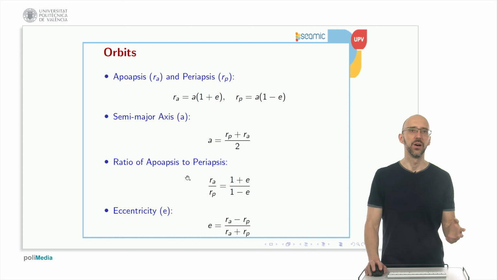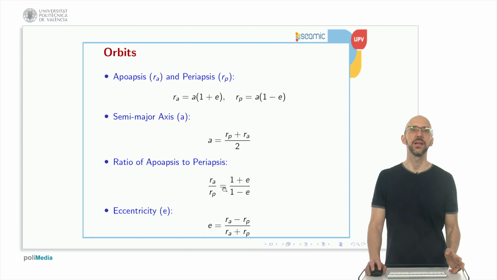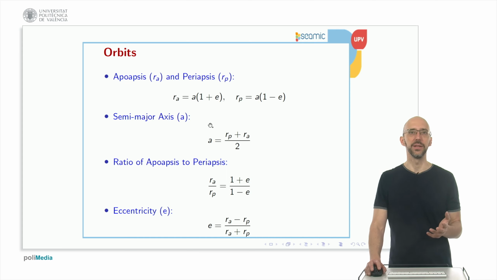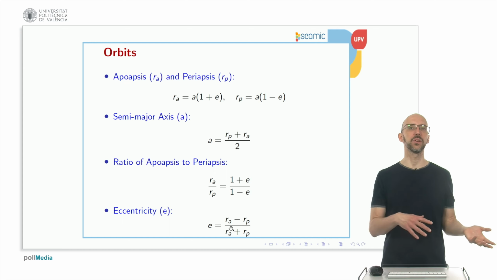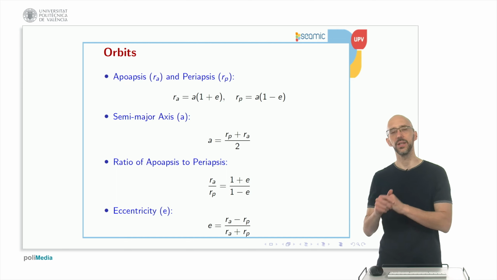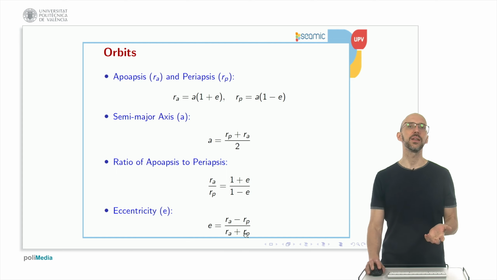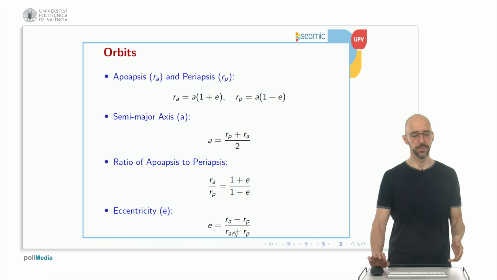The ratio of apoapsis to periapsis is 1 plus the eccentricity divided by 1 minus the eccentricity. How is this formula obtained? Just by replacing these 2 expressions and simplifying A. And how do we obtain the eccentricity in terms of the radius of the apogee and the radius of the perigee? You can obtain the eccentricity using this formula. This formula is also obtained just by replacing these 2 formulas into this quotient, and it's very simple.